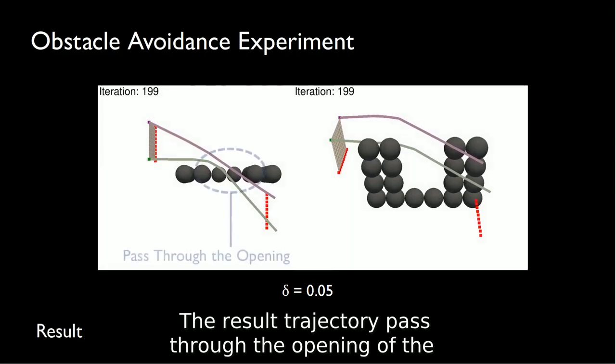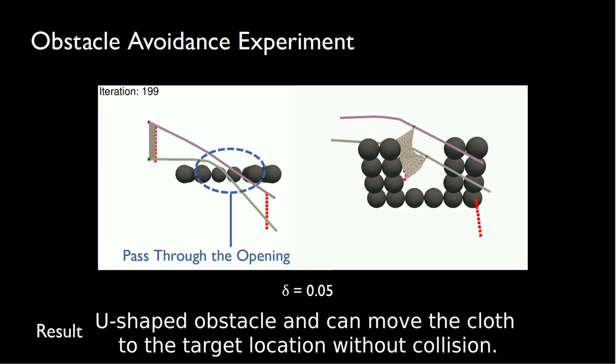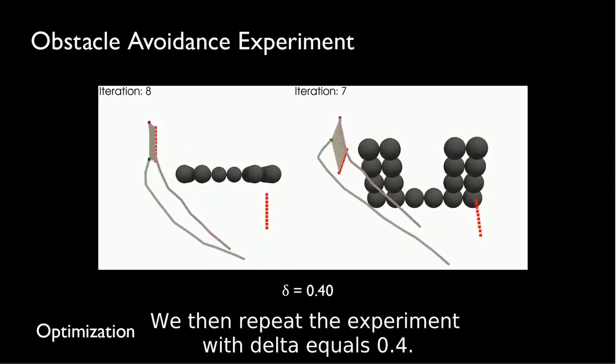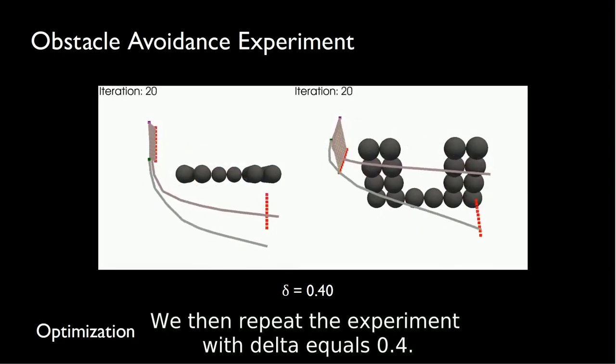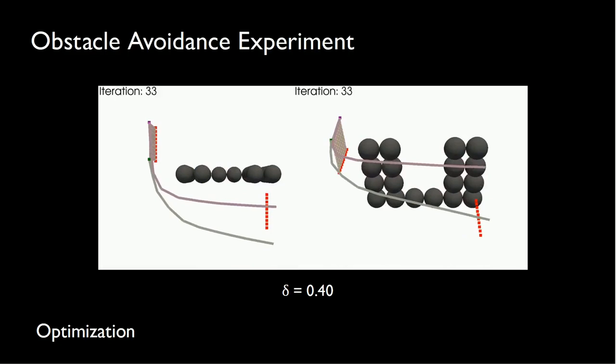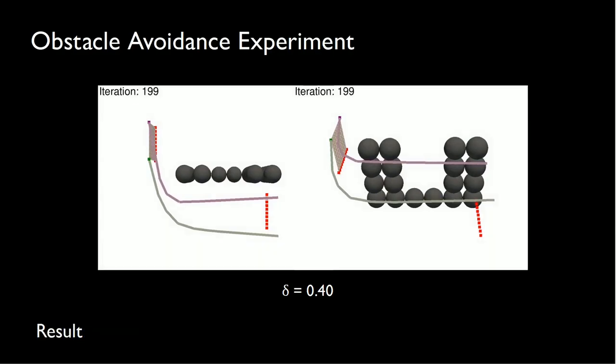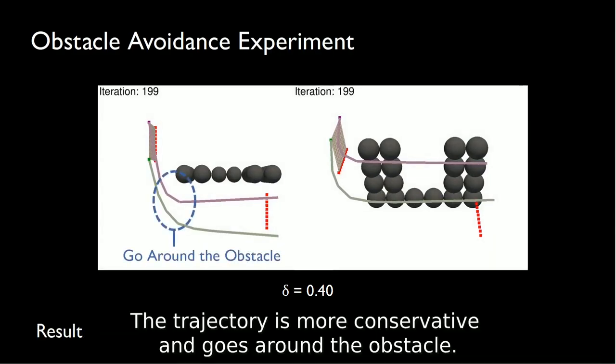The resulting trajectory passes through the opening of the U-shaped obstacle and can move the glass to the target location without collision. We then repeat the experiment with delta equals 0.4. This time, the trajectory is more conservative and goes around the obstacle.